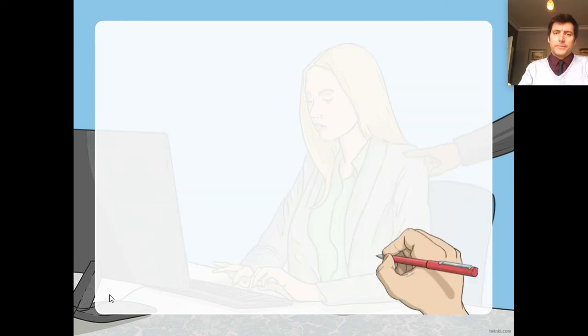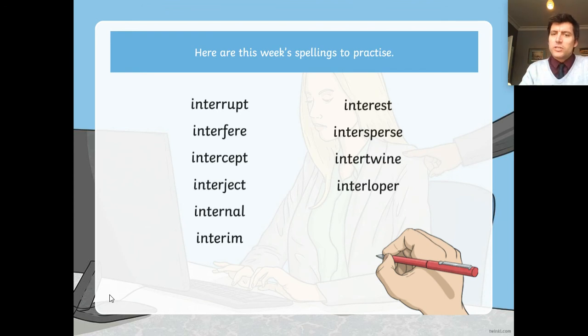Okay. Right, guys, here's your spellings for this week then. Interrupt, interfere, intercept, interject, internal, interim, interest, intertwine, and interloper. All of them with that inter prefix, and then they've got different meanings for each one.